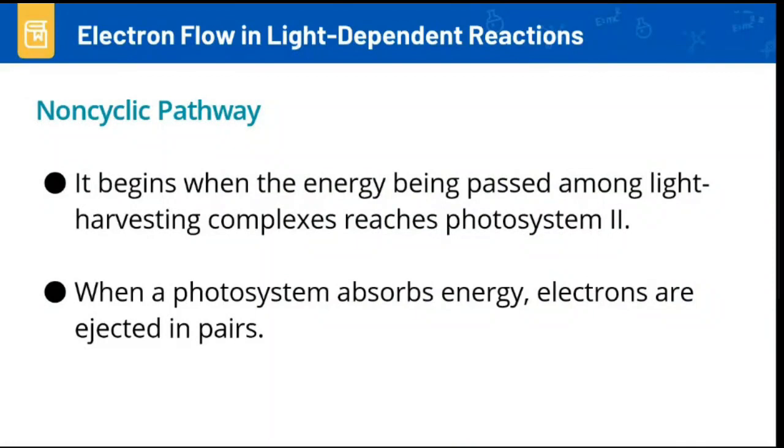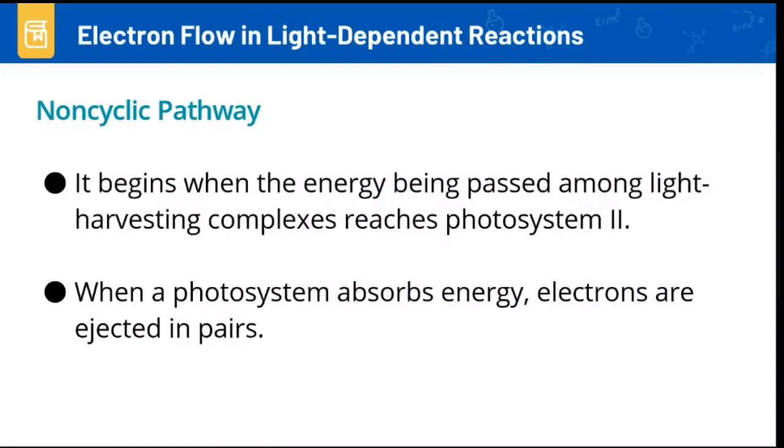Now, for the electron flow in your light-dependent reaction, we have your non-cyclic pathway and your cyclic pathway. The photosystems of the thylakoid membrane work together in a set of reactions called your non-cyclic pathway of photosynthesis. These reactions begin when the energy being passed among light harvesting complexes reaches your photosystem two.